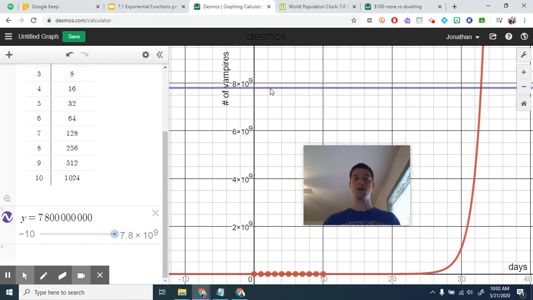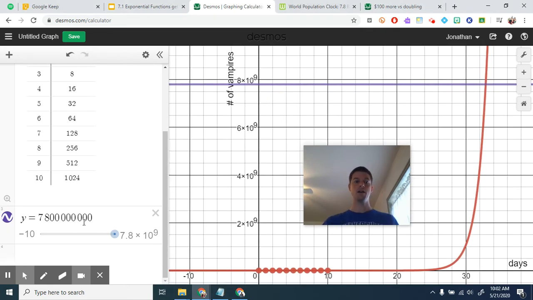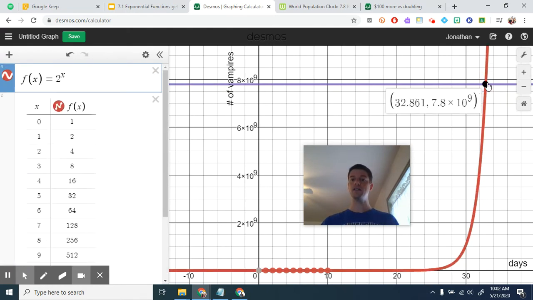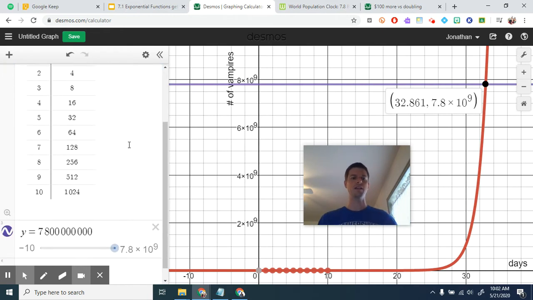So, when the number of vampires is 7.8 billion, that will be on day 33. It only takes 33 days to get to, or 32, actually the afternoon of the 32nd day. It only takes 32 days to get to 7.8 billion. So what does that mean?